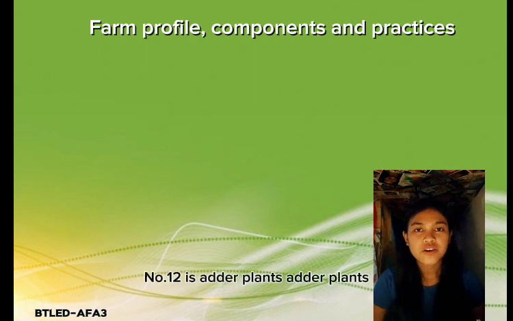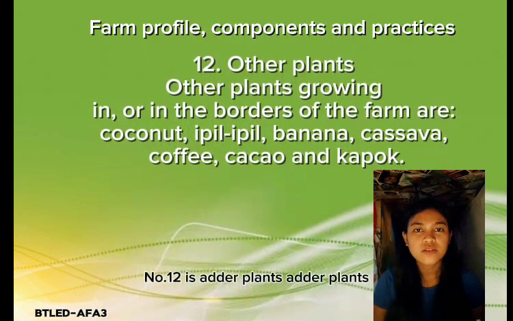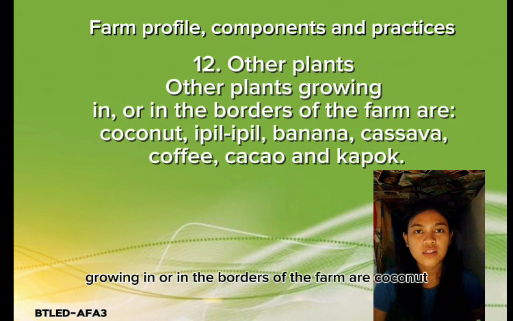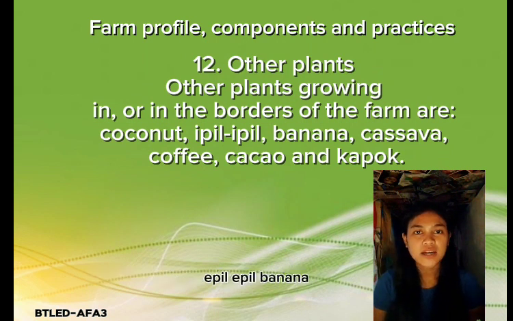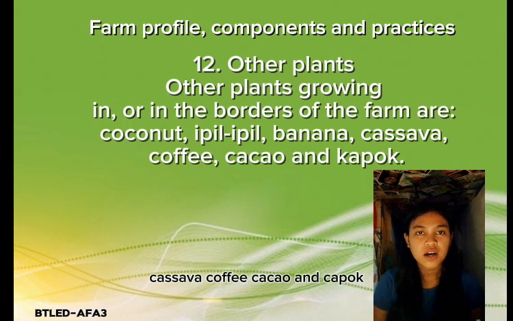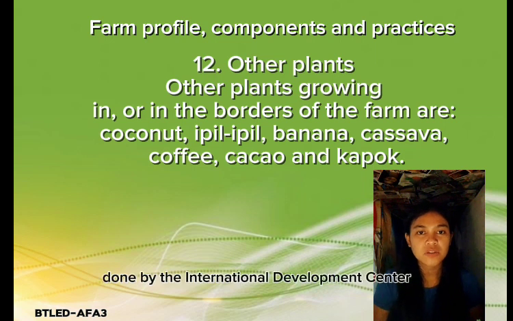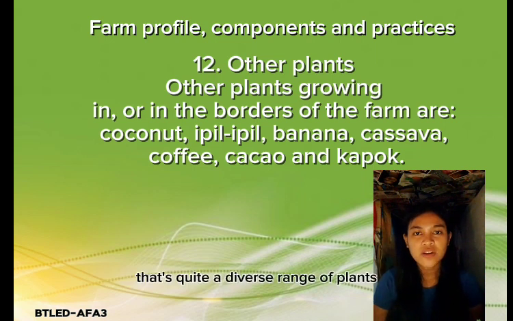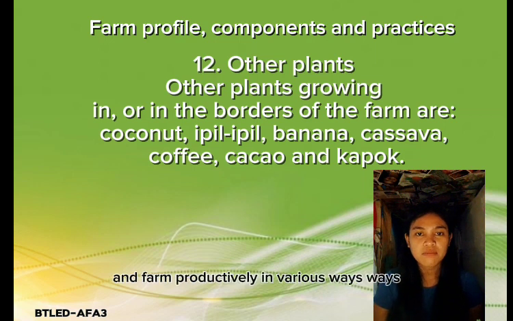Number 12 is other plants. Other plants growing in or on the borders of the farm are coconut, ipil-ipil, banana, cassava, coffee, cacao, and kapok, as found in the documentation and economic analysis done by the International Development Center. That's quite a diverse range of plants. Each of them has unique characteristics and can contribute to the ecosystem and farm productivity in various ways.